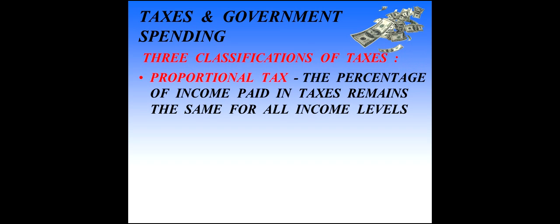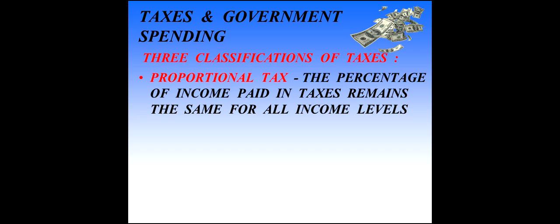This is a tax in which the percentage of your income that you pay in taxes remains the same for all income levels. In other words, if you were earning $50,000 a year and somebody else is earning $1 million a year, whatever the proportional tax on a particular item that you're paying will be the same regardless of your income level. And the best example of a proportional tax is a sales tax.